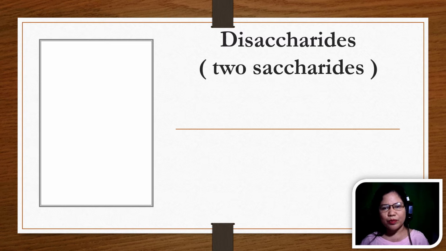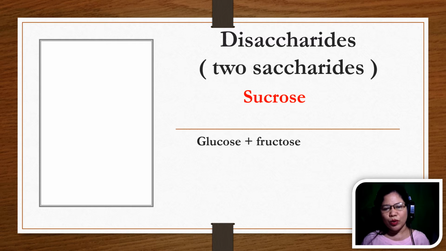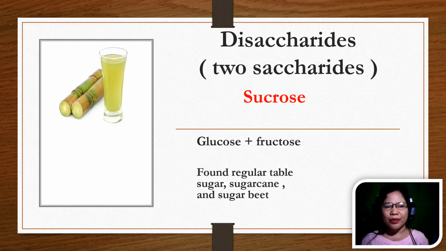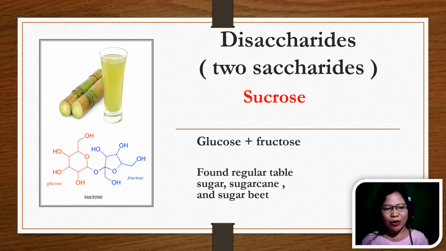Okay, the second type of disaccharide is sucrose. Sucrose has a combination of glucose plus fructose. Most of this is found in table sugar, and table sugar is taken from sugarcane and some from sugar beet. So here is the chemical formula of sucrose. You have there the glucose on one side, the red one, and the fructose here on the blue one.